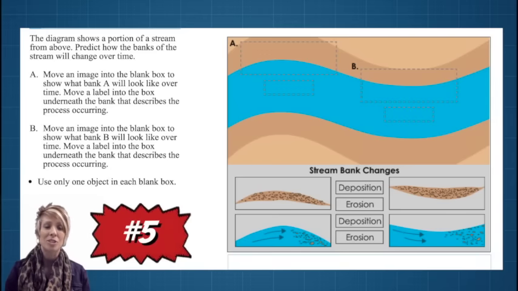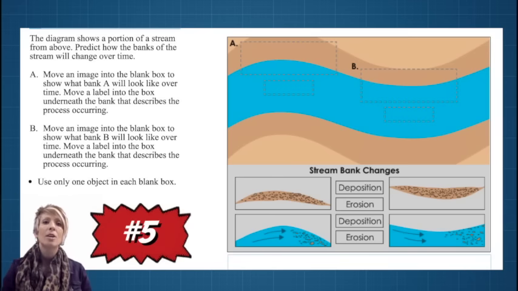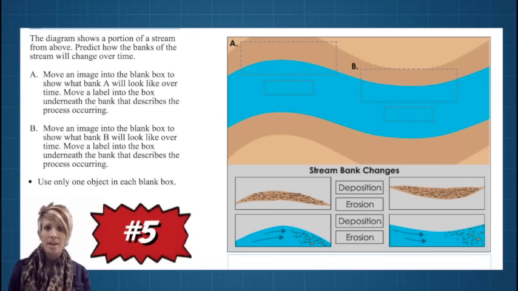Okay, moving on to the next question. The diagram shows a portion of a stream from above. Predict how the banks of the stream will change over time. Now remember, we talked about that streams get curvier. It's called a meander. So they start straight, but they gradually get curvier over time. So letter A says move an image into the blank box to show what bank A will look like over time. That's the bank on the top left corner. Then it says move a label into the box underneath the bank that describes the process occurring. So what is A going to look like?